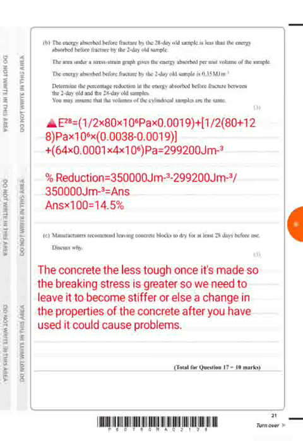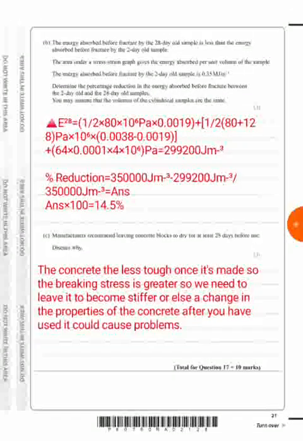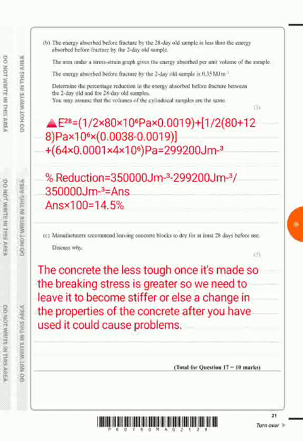Then the percentage reduction equals 350,000 joules per meter cubed minus 299,200 joules per meter cubed, divided by 350,000 joules per meter cubed, and then we multiply the answer by 100 because they are asking about percentage. So then the answer is 14.5%. Okay. Then part C, manufacturers recommend leaving concrete blocks to dry for at least 28 days before use.